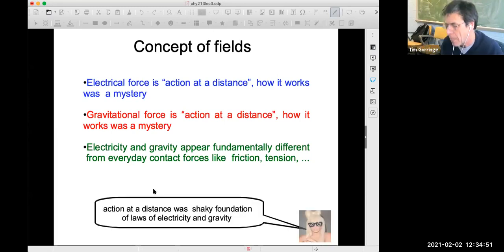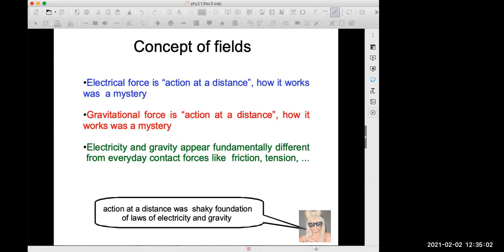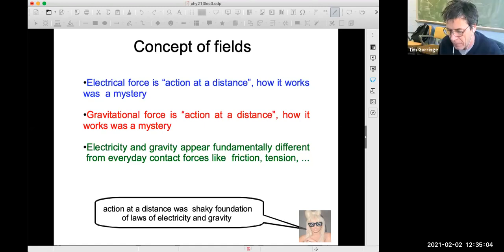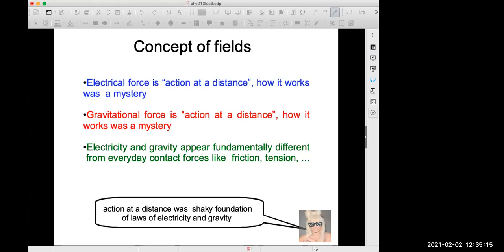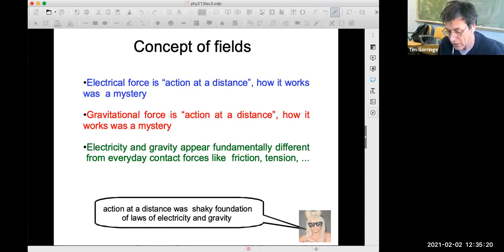And basically, these laws for electrical forces and gravitational forces were on a kind of shaky foundation at the time, because they were equations for gravitational and electrical forces, but how those forces were communicated, transmitted, was completely unknown, a complete puzzle.